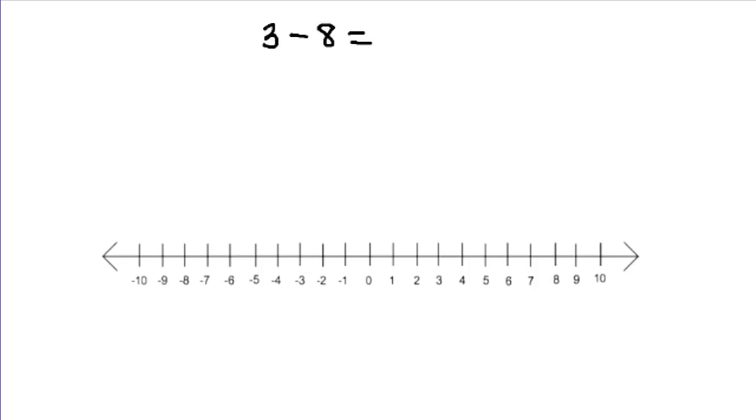The second example here is 3 minus 8, and we'll go through the same process again. Here's my arrow that represents the number 3. It's 3 units to the right, and my arrow that represents 8 is also 8 units to the right. And let's just quickly color those in. Here's our positive 3 in purple and our positive 8 in orange.